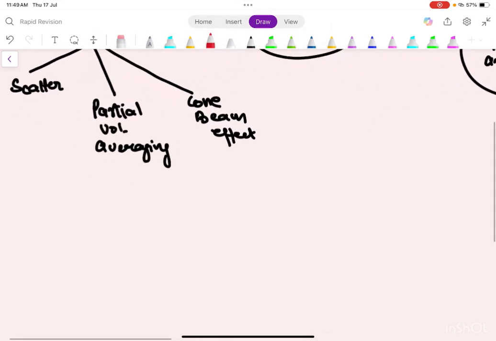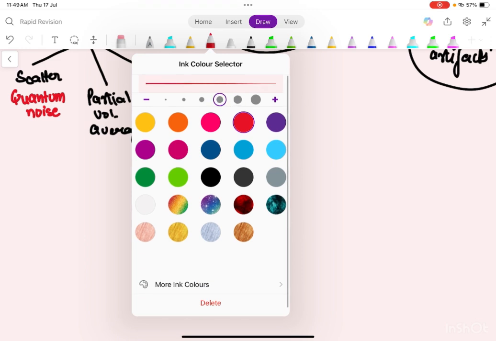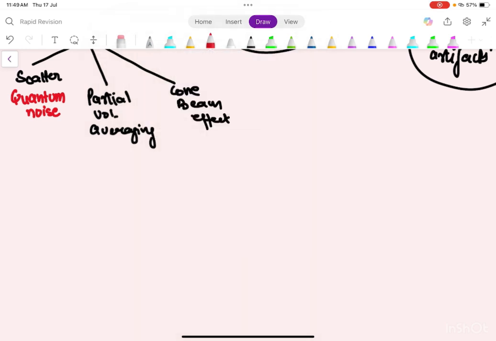First of all, you should know that the scatter is also called quantum noise. Okay, now in this, what happens is the X-ray photons are diffracted from their original path. So the photons will scatter. Now this will lead to noise, which is the grainy surface of the CBCT.